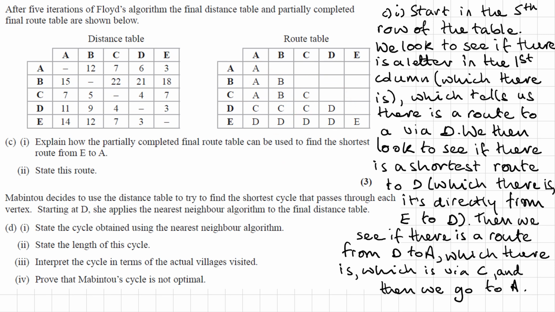And the second part of part C is asking us to state what this root is. So we know we're starting at E and we're getting to A. So from the root table, we saw that if we want to get to A, we need to go to D first, or via D. Then from E, we're going to D, and again from the table, from D we're going to C, and then C to A. So E, D, C and A.